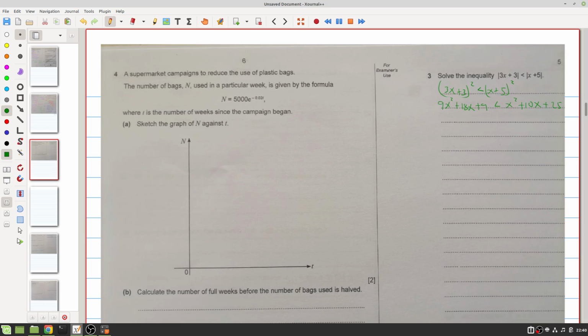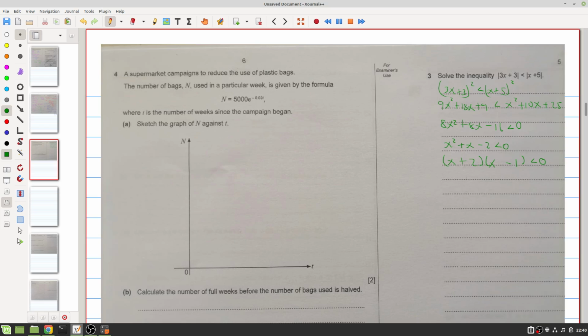Okay, so let's collect all the like terms. So 9x squared minus x squared is going to be 8x squared. Then 18x minus 10x is going to be 8x. And then 9 minus 25 is going to be negative 16, less than 0. Let's divide everything by 8 just to make it a bit easier. So that's going to give us x squared plus x minus 2 is less than 0. And now again, this one can factorize, but if it couldn't, we could also just use our quadratic formula. So it's going to be x plus 2 and x minus 1.